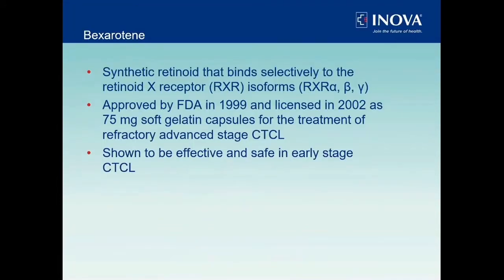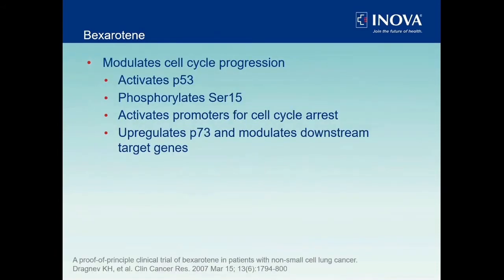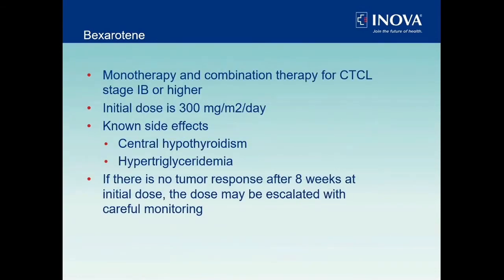So the main one that we use in cutaneous T-cell lymphoma is called bexarotene, or oral targretin. And this is a synthetic form of a retinoid. It was approved in 1999 for refractory or advanced stage CTCL, but it's also been shown to be effective in early stage disease. It acts in a number of specific ways that I won't get into here, but basically the end result is a programmed death or an interruption of the proliferation of the abnormal T cells. It can be used alone. We call that monotherapy or single agent, or in combination with other medications in advanced stage disease.